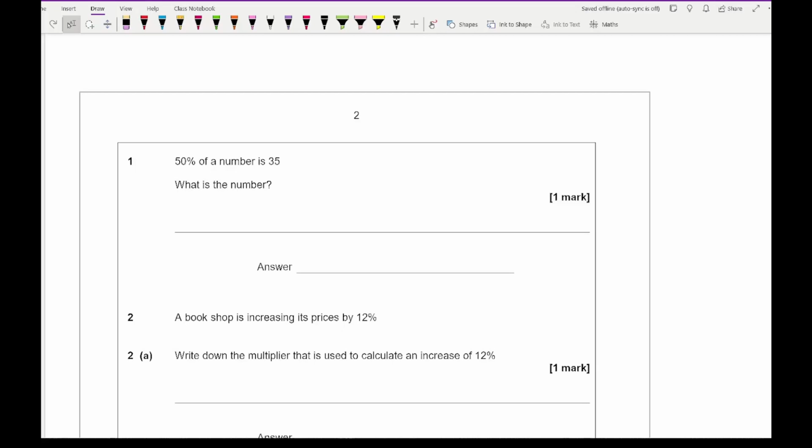You can download the document that we are going to be using. Alternatively, you can just simply pause the video as I read out the question, have an attempt at it, then unpause as we go through the answer.